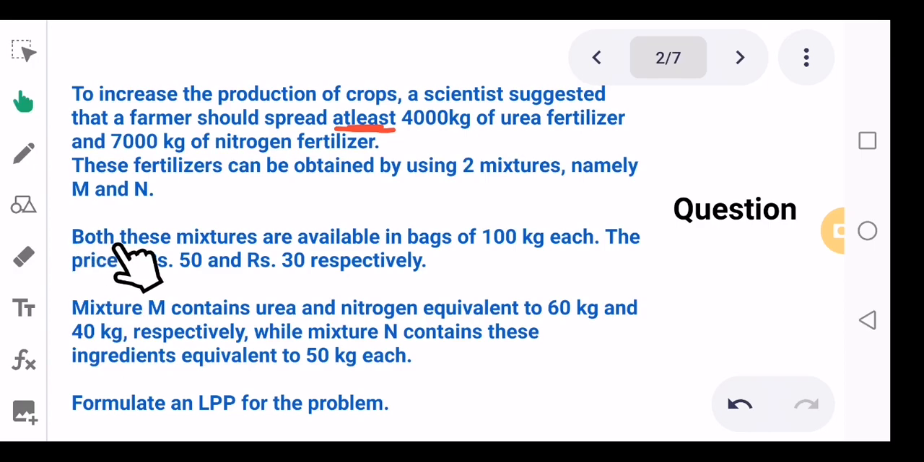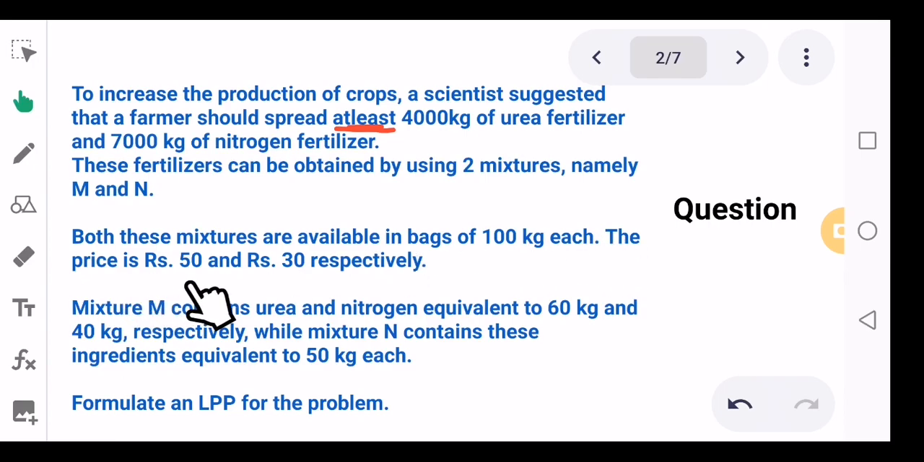The next point mentioned in the question is that these mixtures are available in bags of 100 kg each. So when the farmer goes to the market to buy it, he has to buy bags. He can't get 1 kg, 2 kg. He has to buy a bag, and that bag is equal to 100 kg. So in this question, we have to find out how many bags of M we need to purchase and how many bags of N we need to purchase. Each bag will be 100 kg.